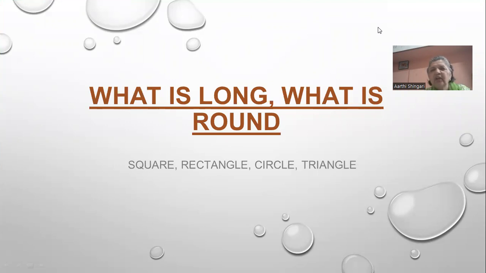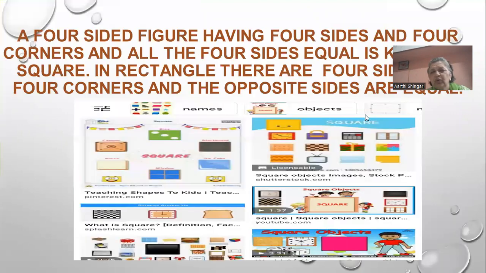Children, today we will learn the topic in maths, what is long, what is round, of class 2 NCERT book. In this topic, we will study about plane figures, 2D figures and 3D figures, three-dimensional figures. First, we will start with 2D figures, means plane figures.